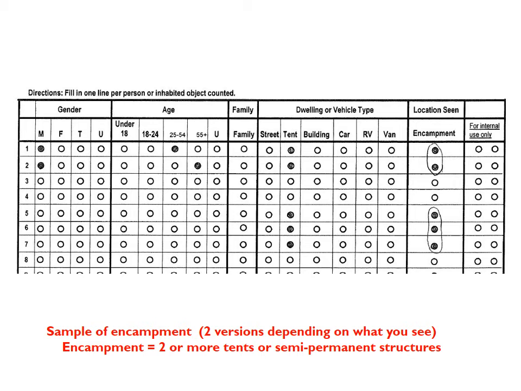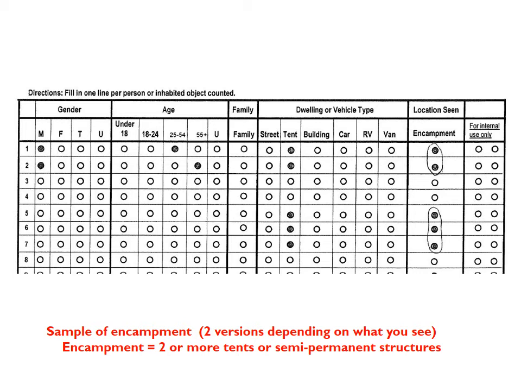These first lines 1 and 2 would be if you see 2 individuals standing outside or you're able to see them by their tents. 2 males, one is in the 25 to 54 category, one is in the 55 plus. They're both in tents and they're together in the same area. So that would qualify as an encampment. Then you go to the column on the right that says encampment, fill in those bubbles and circle that they are in an encampment together.